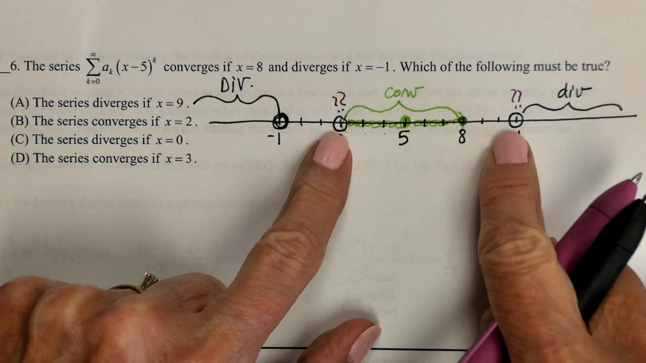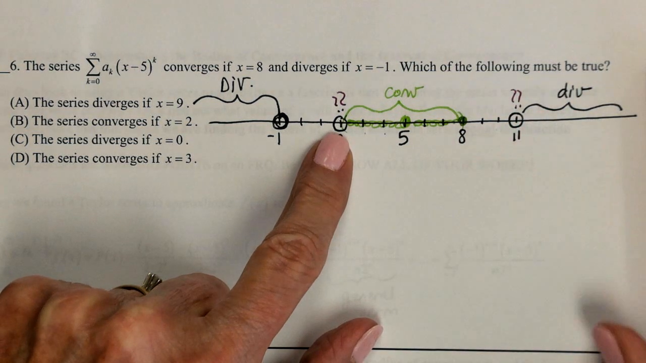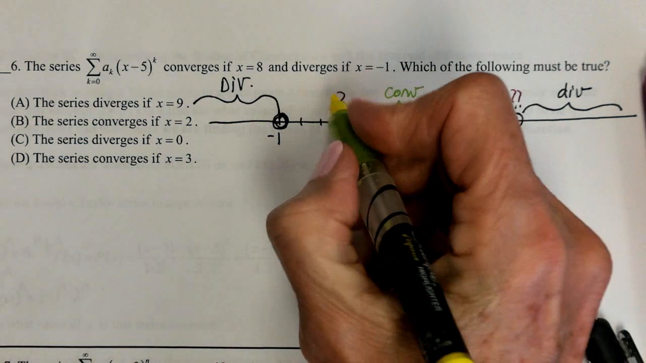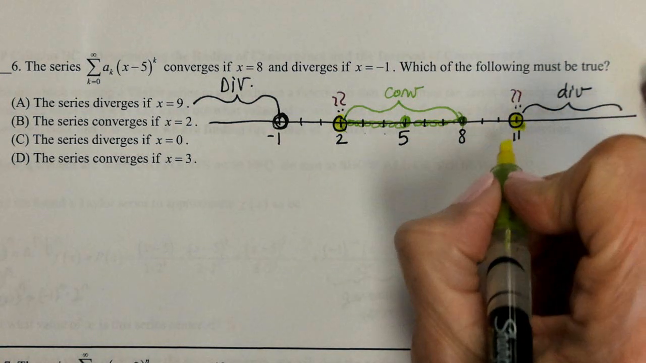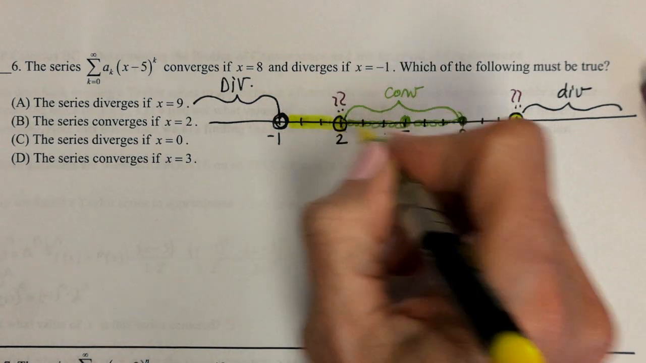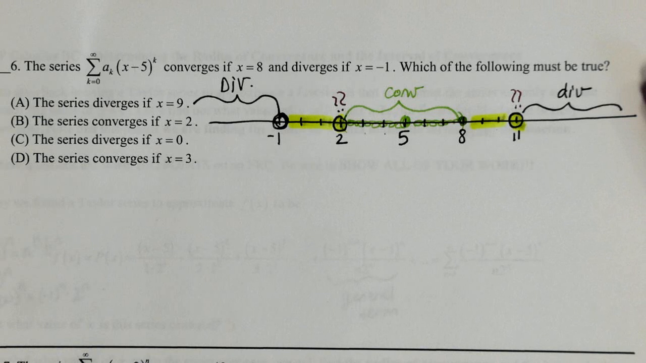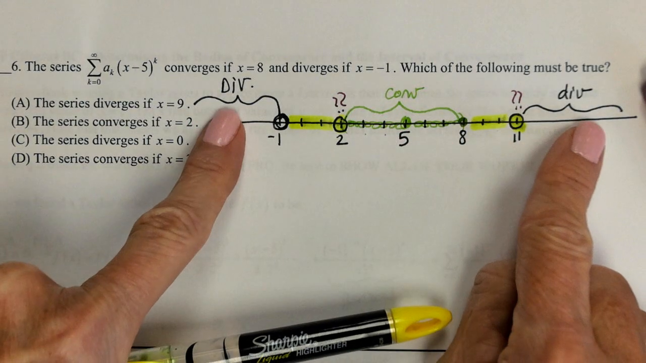So there are 2 numbers where I don't know if I converge or diverge. I don't know there. And there are also, so right here, I'm going to highlight it yellow. Maybe that'll stand out. Yeah, it stands out good. Okay, I don't know. And I don't know here, and I don't know here. But I do know I must converge here, and I must diverge there.